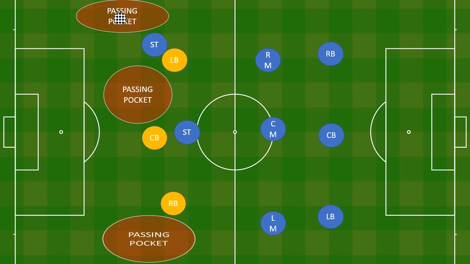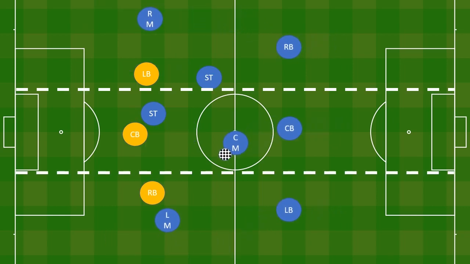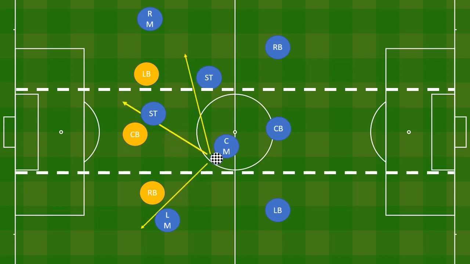So if we take that same look and we split the field up into our thirds, you can see we're staying within our channel here, and the center mid has plenty of places to go. If we can't go forward, remember we can always go back and work our way around. But the best way to get forward is to find the gaps in the defense.